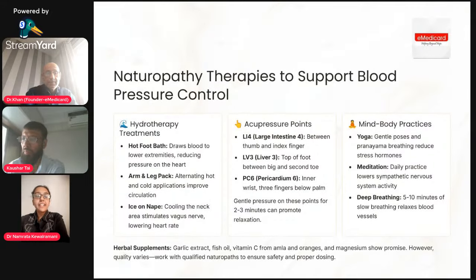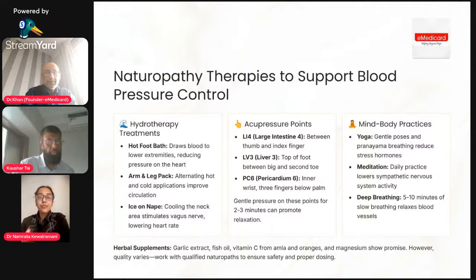Okay, and apart from this, these are the natural medicinal therapies, the food medicinal supplements I have suggested to you. Now I will tell you some naturopathy therapies to support your blood pressure and to reverse it naturally. Okay, so hydrotherapy, one of the ancient therapies we use to manage all diseases, whether acute or chronic. Hydrotherapy is very beneficial for blood pressure as well. A few of the therapies I've mentioned here.